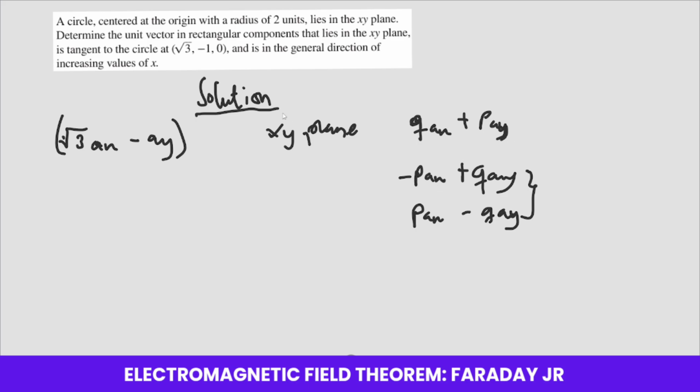But how do we determine which one to use in this question? The question goes on to tell us that it is in the general direction of increasing values of x. So if I come to these two values, I realize that one value of x is negative and one value of x is positive. Hence, we take the positive x coordinate because that one will be the direction of the increasing values of x. Let's come back to our question.